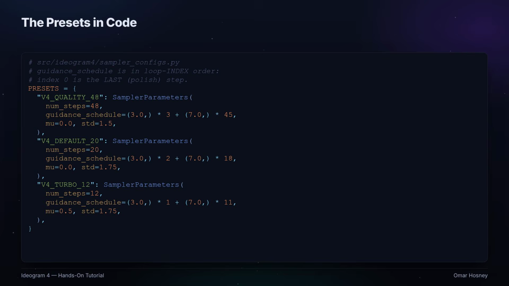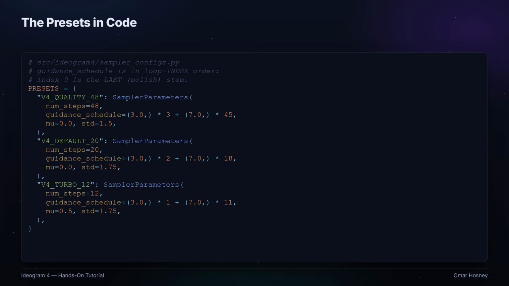This is the entire preset registry from the source code. It's refreshingly small. Each preset bundles a step count, a per-step guidance schedule, and 2 noise schedule parameters, mu and sigma. There's one genuine gotcha worth remembering if you ever write your own preset. The guidance schedule is stored in loop index order, which means index 0 is the final polish step, not the first step. You can see the pattern clearly.